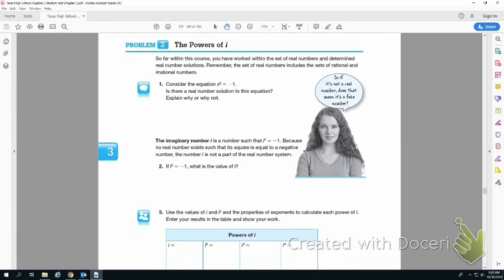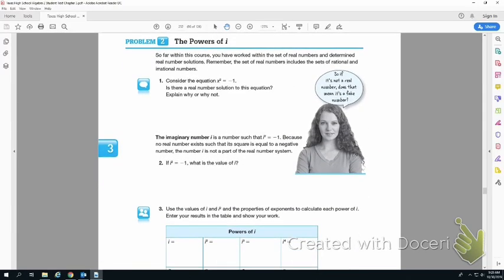So now we're going to start looking at i. On this part, we're going to talk about why we need it and kind of where it comes from a little bit. So up here it says, so far within this course you have worked within the set of real numbers and determined real number solutions.